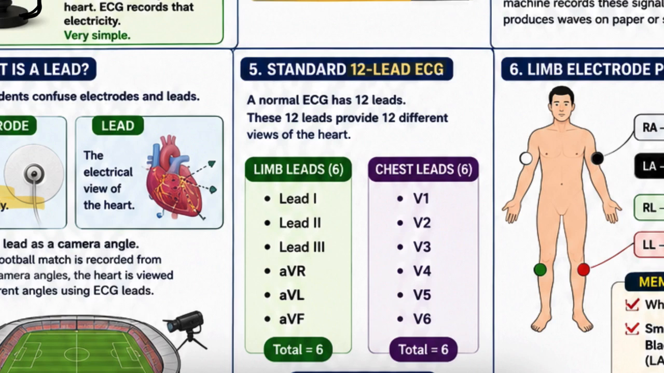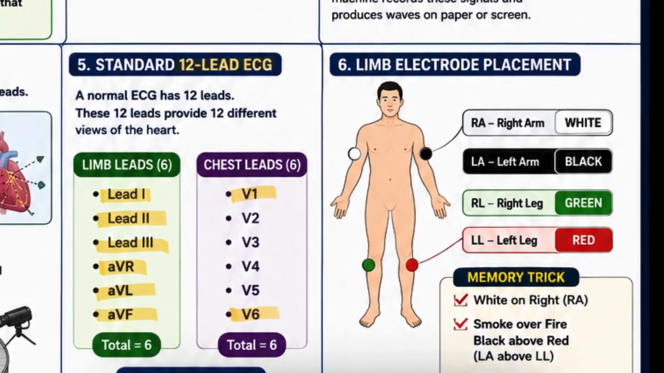A normal ECG has 12 leads. These 12 leads provide 12 different views of the heart. So we have limb leads and chest leads. In limb leads, we can see lead 1, lead 2, lead 3, aVR, aVL, aVF, a total of 6 you can see. In chest leads, V1 to V6, a total of 6 leads we can see here.